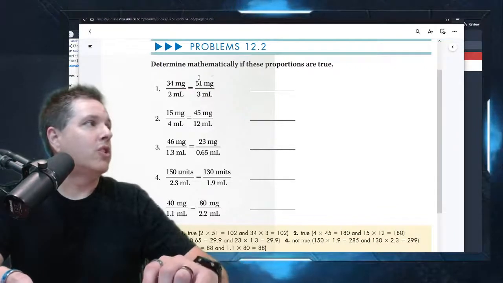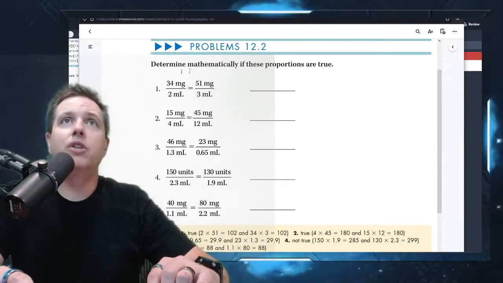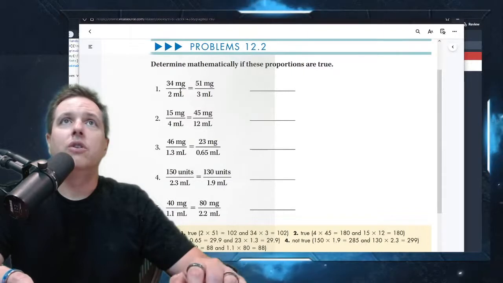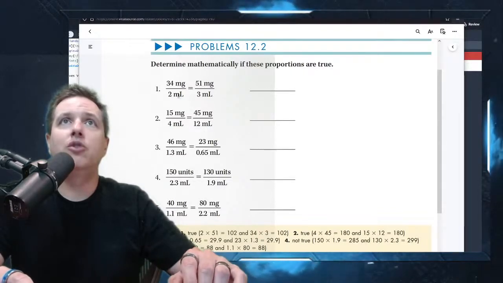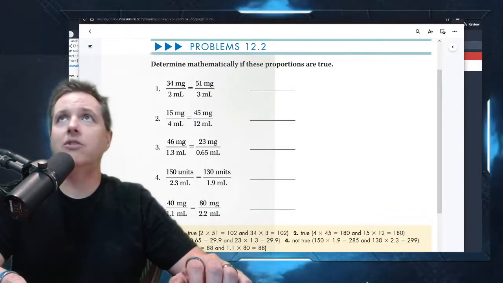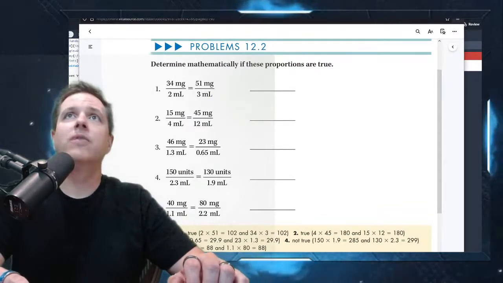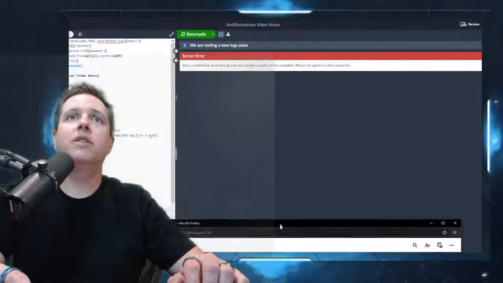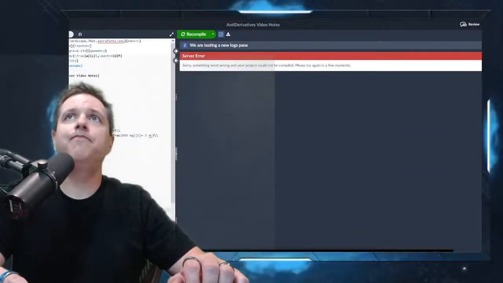So we're looking at this. We want to determine mathematically if this proportion is true. Okay, so 34 milligrams in 2 milliliters, is that the same as 51 milligrams in 3 milliliters? That's not as easy to see. So, in fact, let me just move this here so I can still keep looking at it.